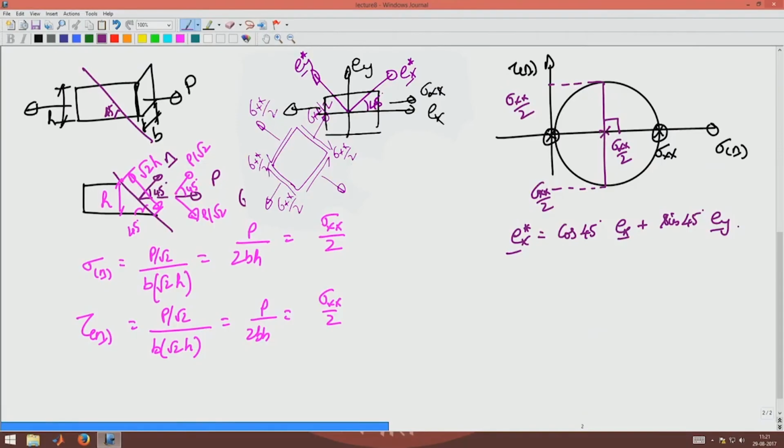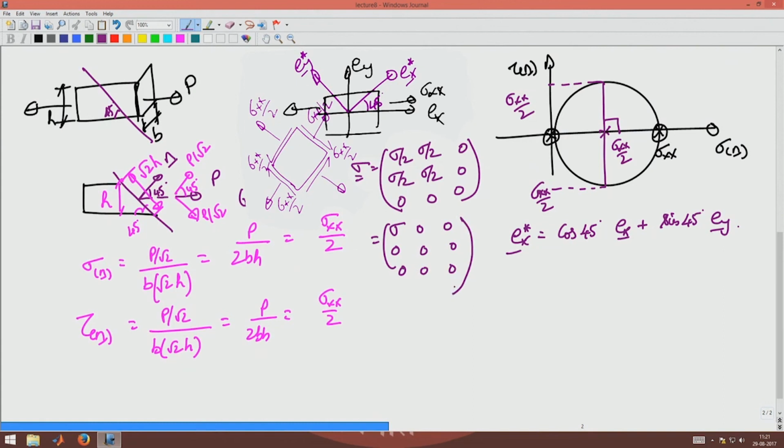Okay. Now, if I were to represent this as a stress tensor at this 45 degree line, I will have sigma represented as sigma by 2, sigma by 2, sigma by 2, sigma by 2, 0, 0. This is the representation of the stress tensor. So, what you have to understand is this is same as writing it as sigma 0, 0, 0, 0, 0, because all these represent the same stress tensor.